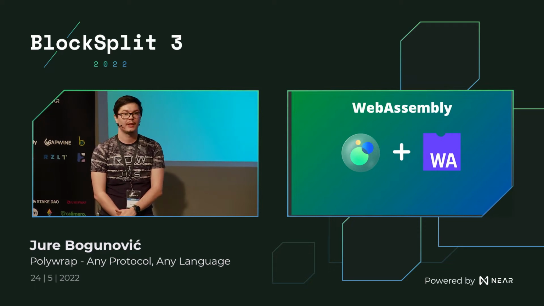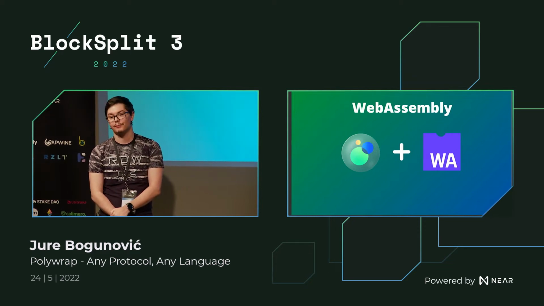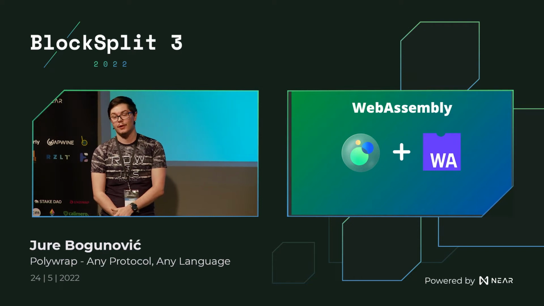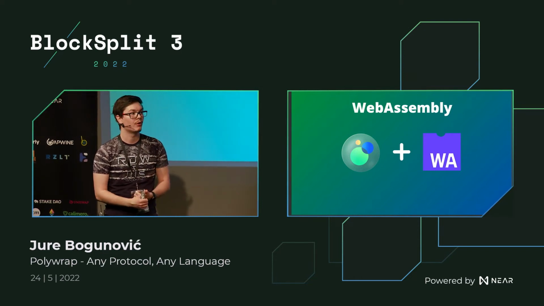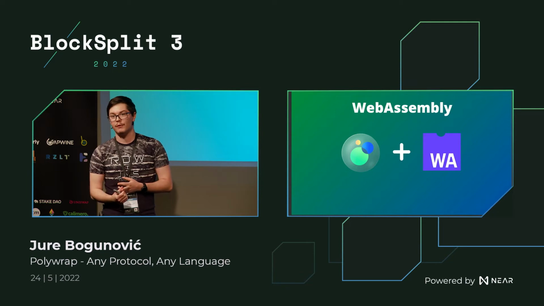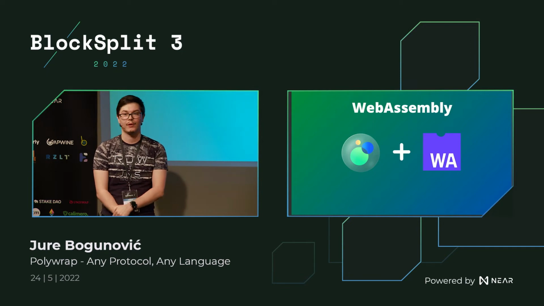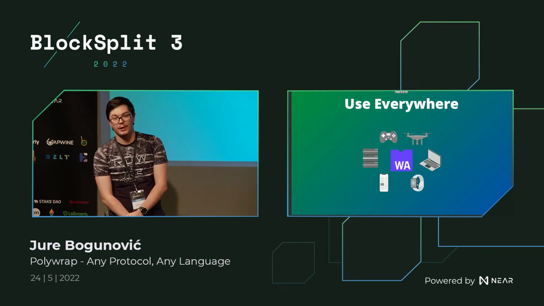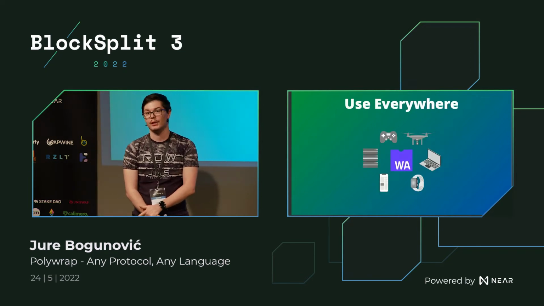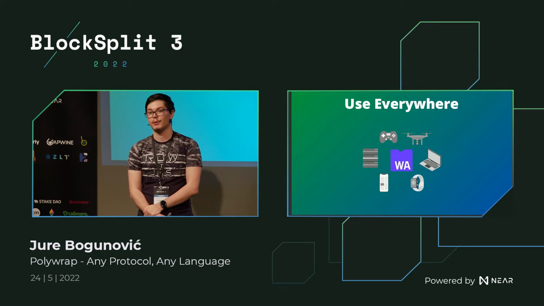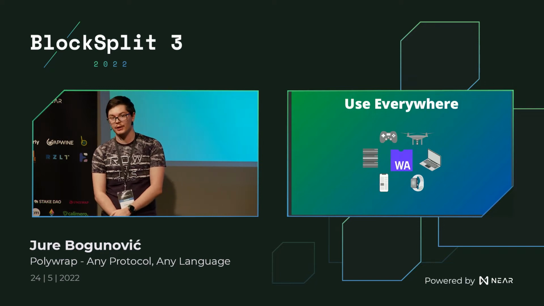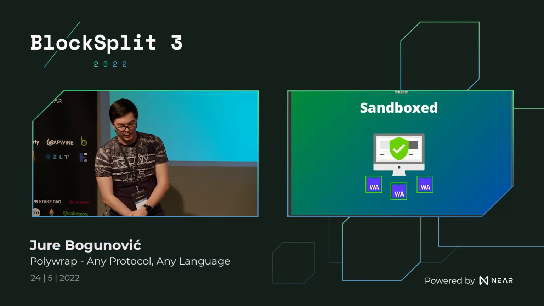So WebAssembly is really cool because first off, a lot of languages support it. So, for example, Go, Rust, AssemblyScript, all of these languages you can use to compile down to WebAssembly. So you can use them with Polywrap. WebAssembly also can be run on any device, whether it's mobile, IoT device even, because WebAssembly modules are really efficient. They're really small, fast. And most modern languages support running WebAssembly modules.